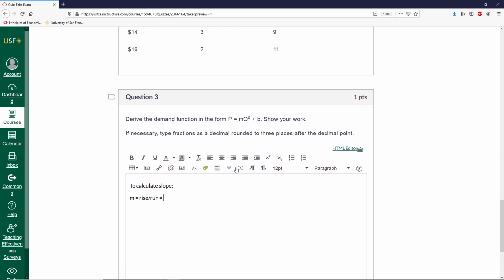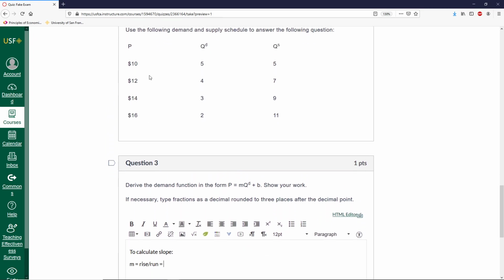But if you recall, I need to take 2 rows of information here, 2 prices and 2 quantity demanded, and find the difference between them and then divide them. The rise here, remember price is always on the y-axis, so if I'm using the first 2 rows here, 10 and 12, it's 10 minus 12, then divided by 5 minus 4, and what I should end up with is a slope of minus 2.